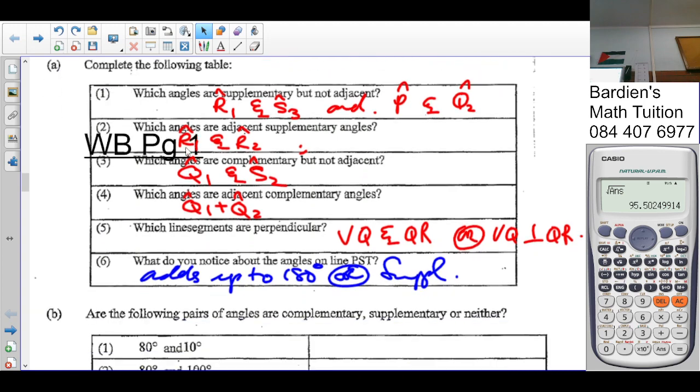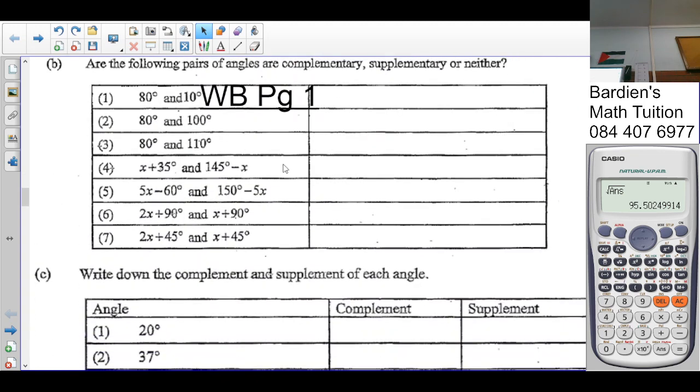Alright, you guys understand? Right, we're still on page 1. But they are really telling us it is a straight line, so you can figure out whether the angles are supplementary, or add up to 180.